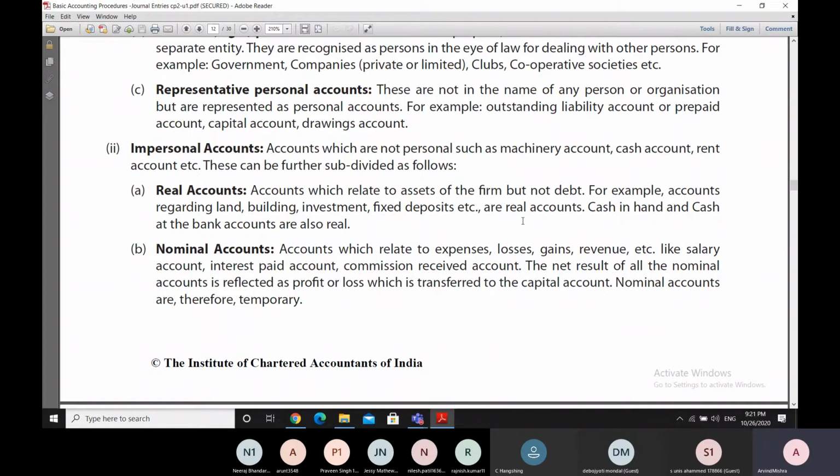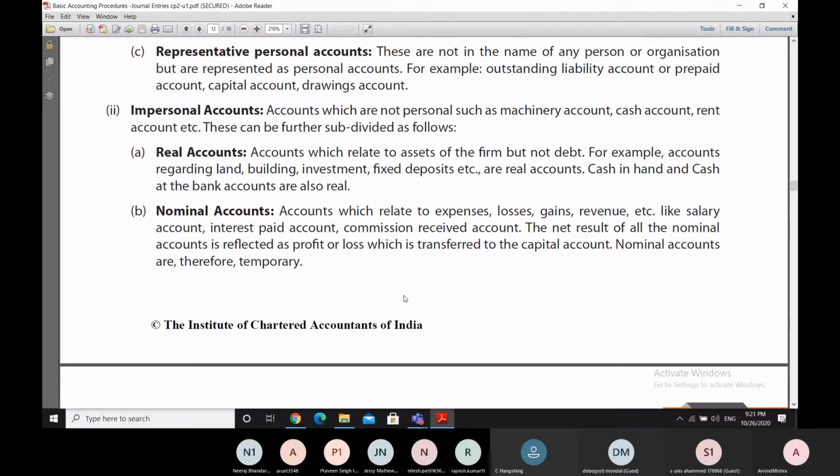And finally, this profit or the loss, which is appearing in the consolidated way in the profit and loss account, will be transferred to the capital account. So we can say that the nominal accounts are ultimately only temporary in nature, and the balances of the nominal accounts, or the single consolidated profit coming out of these temporary accounts, is ultimately credited to the capital account. Therefore, nominal accounts are temporary in nature.